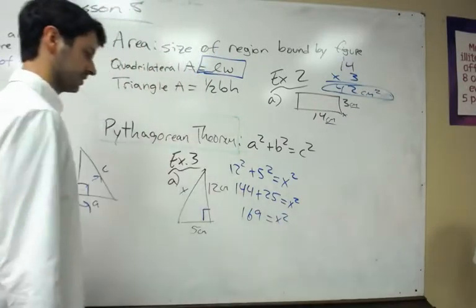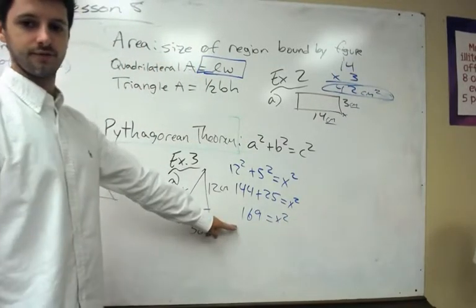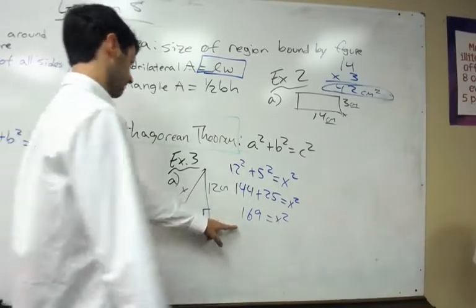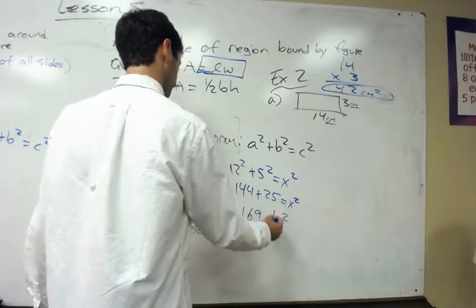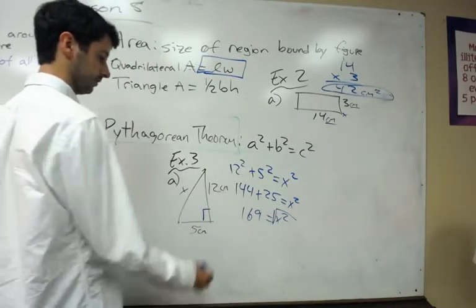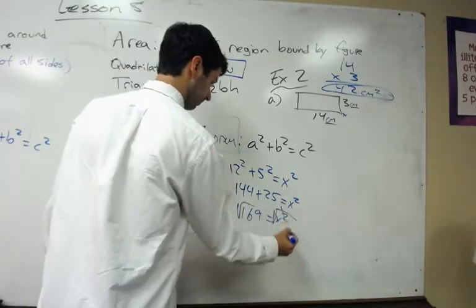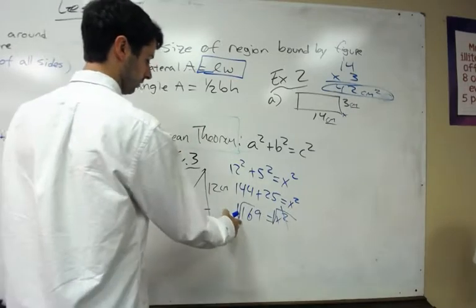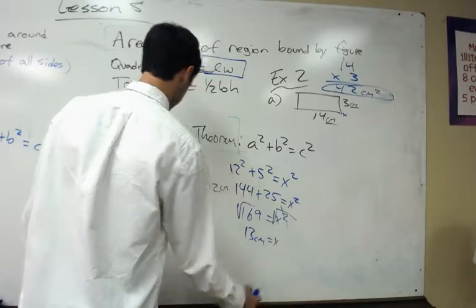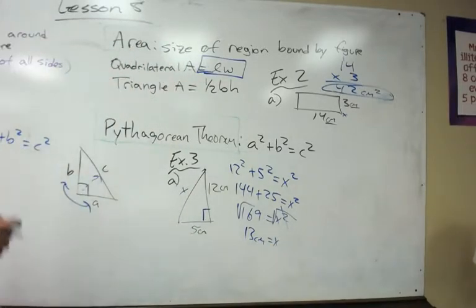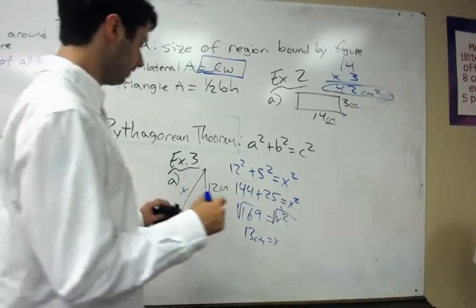169 equals x squared. Okay? And how do we solve x squared equals 169 and get x by itself? Well, we have to do the opposite of squared, and that is to square root. When we square root, those cross out. The square root of 169 is 13. So 13 centimeters would be x.